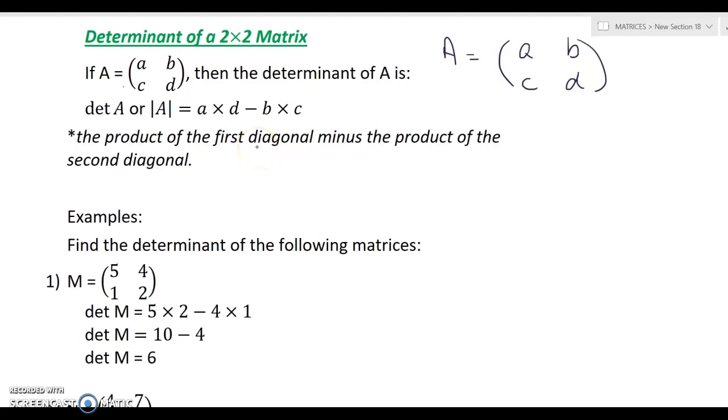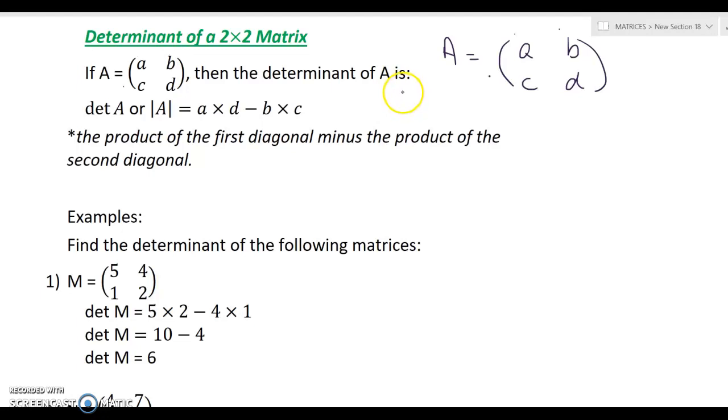Hi everyone, in this video we're going to be looking at finding the determinant of a 2x2 matrix. Before we get into that, let's just recap what a 2x2 matrix is. A 2x2 matrix, like this matrix A with entries a, b, c, d, is a matrix where you have 2 rows and 2 columns.